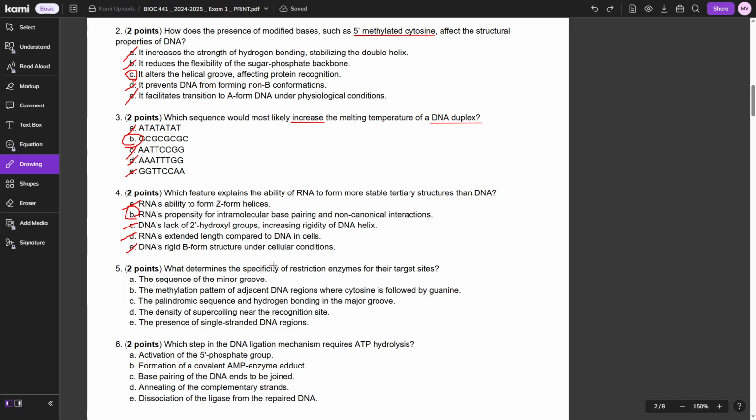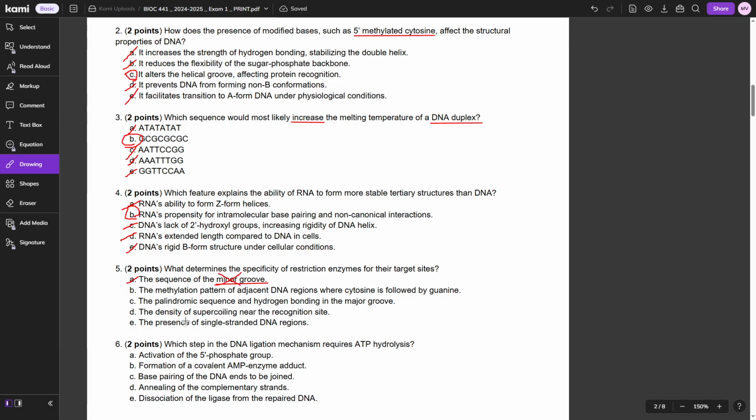What determines the specificity of restriction enzymes for their target sites? The sequence of the minor groove. I mean, that's technically true, except for the fact that it's talking about minor groove. Remember that these things don't bind to the minor groove, they bind to the major groove, so I don't like that answer.